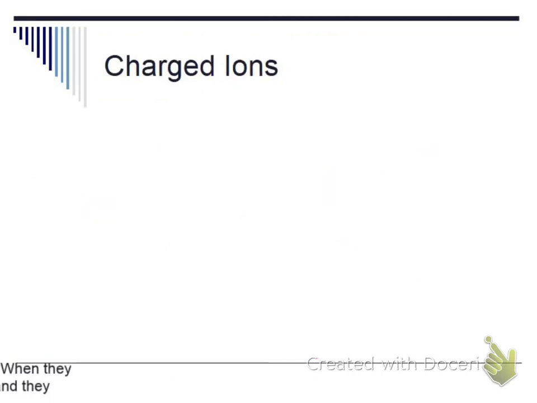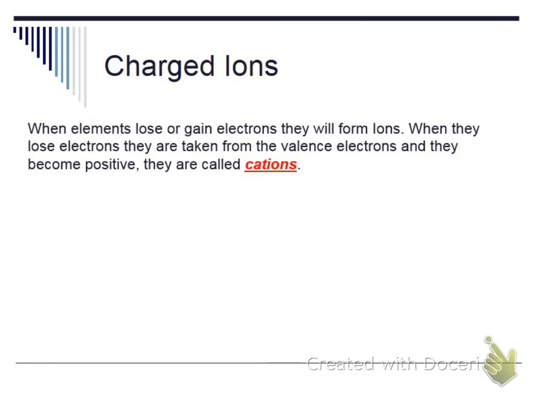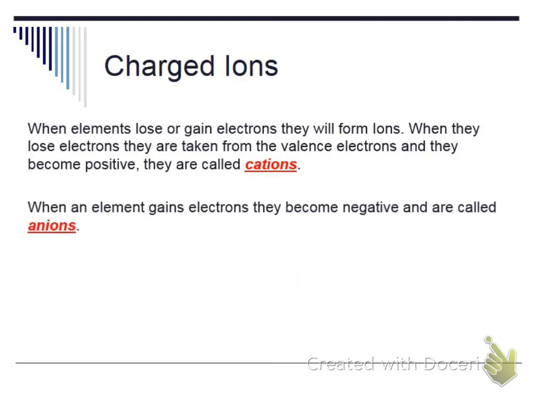Okay? So charged ions. When elements lose or gain electrons, they will form ions. Okay? When they lose electrons, they are taken from the valence electrons. So anytime I'm gaining and losing, they're coming from the valence electrons. So if I'm losing things that are negative, I become more positive, right? So they're called cations when they lose electrons. When they gain electrons, they're gaining things that are negative. So now they have more negatives than positives, so they are negative, okay? So they have cations and anions, okay? Cations are positive, anions are negative.